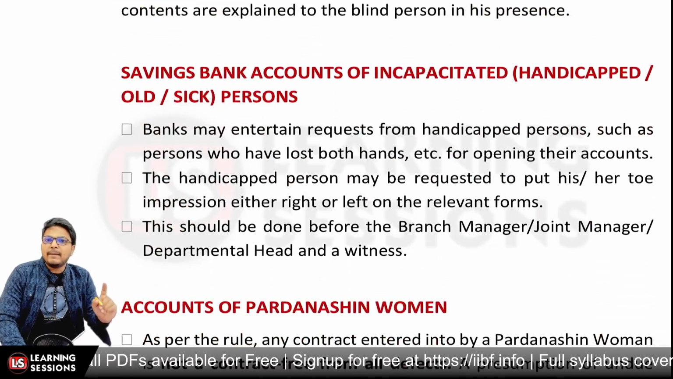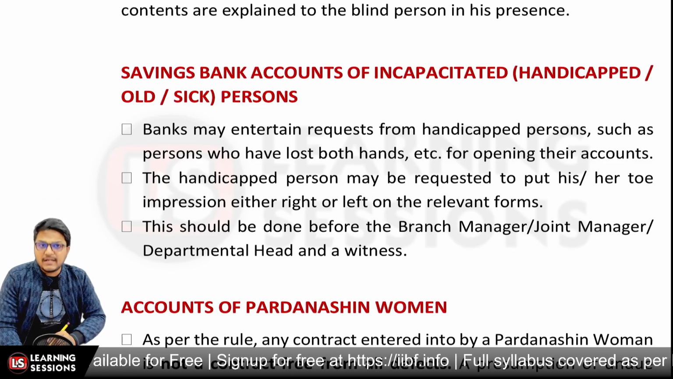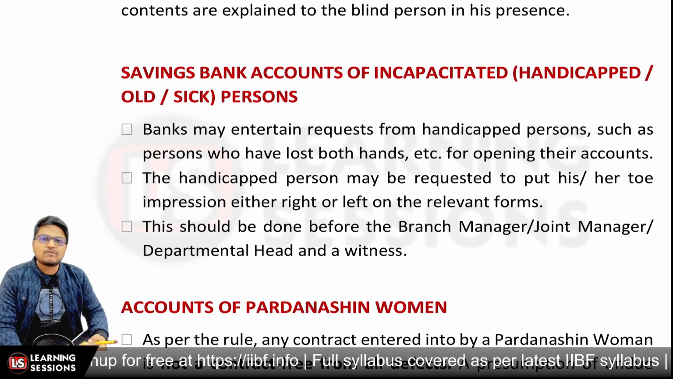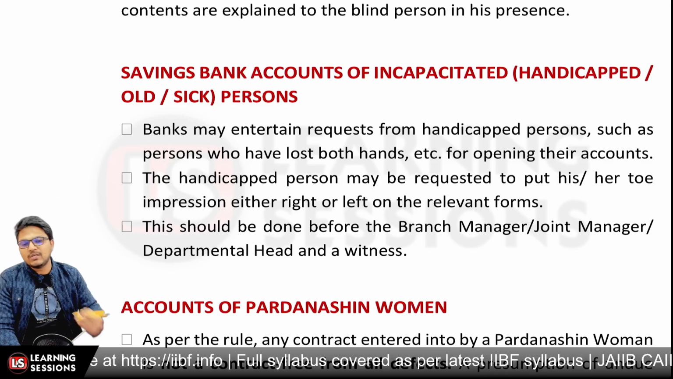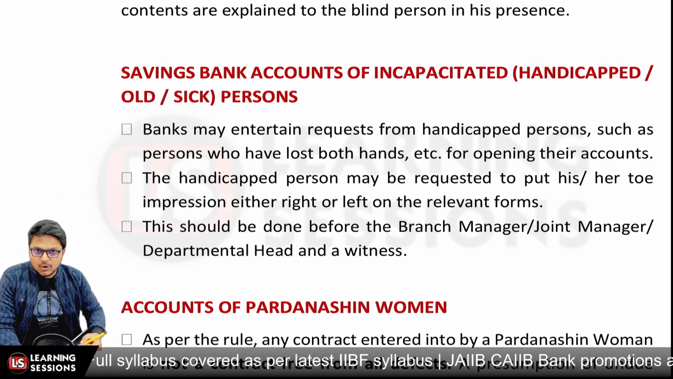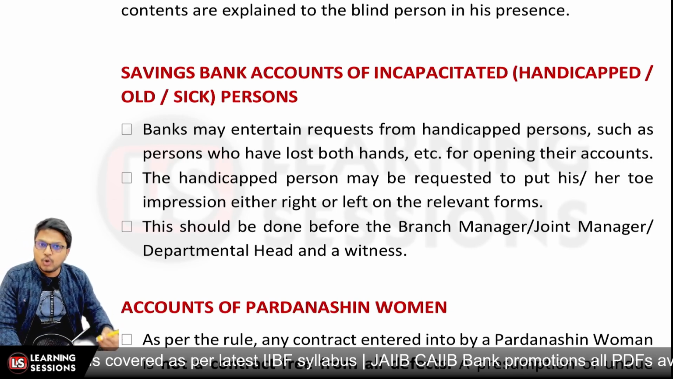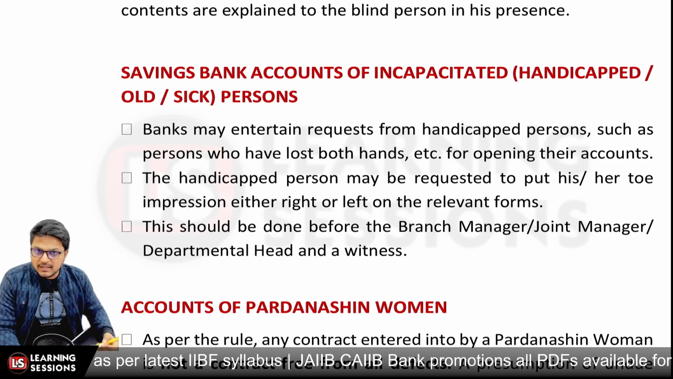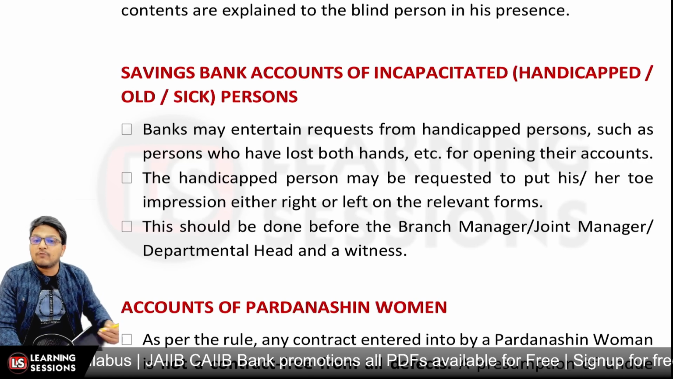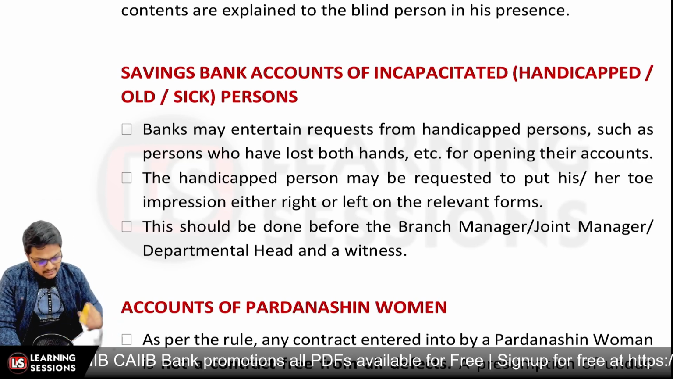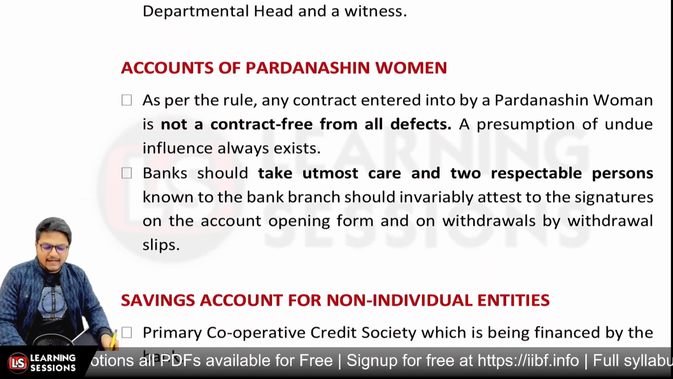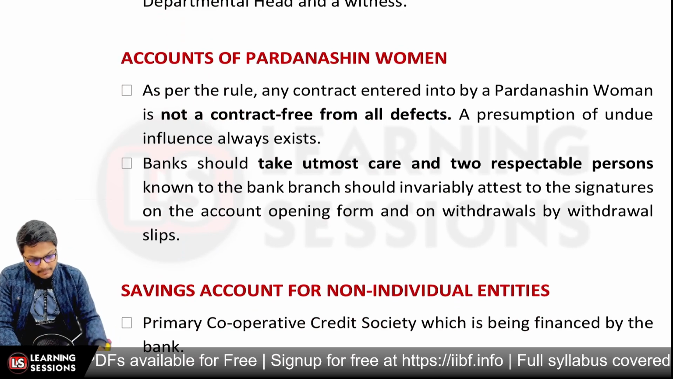And further, it's related to saving bank accounts of incapacitated, handicapped, old or sick persons. So the bank may entertain the request from handicapped persons, such as persons who have lost both of their limbs or both of their hands. In that scenario, the person can put their toe impression or thumb impression, either right or left hand side, on the relevant forms, right? And this must be done in the presence of the branch manager, joint manager, department head or a witness, right? And further, it's related to accounts of Pardanishi women.